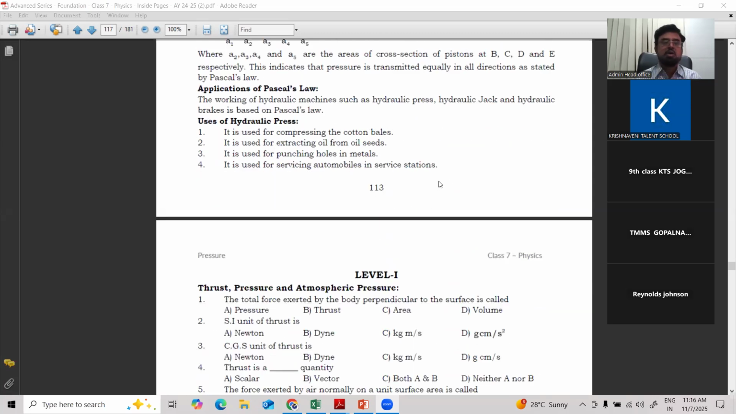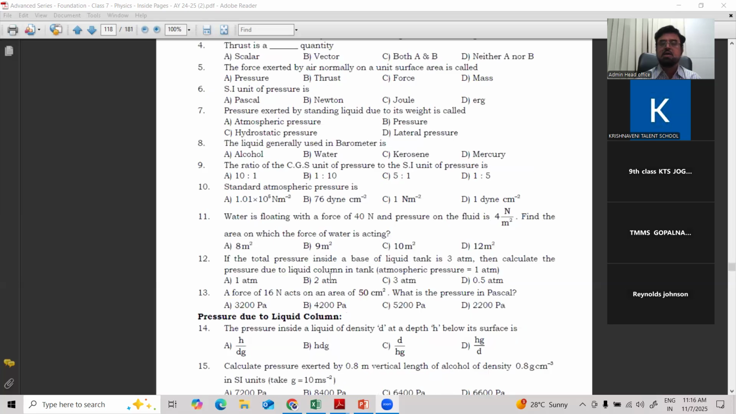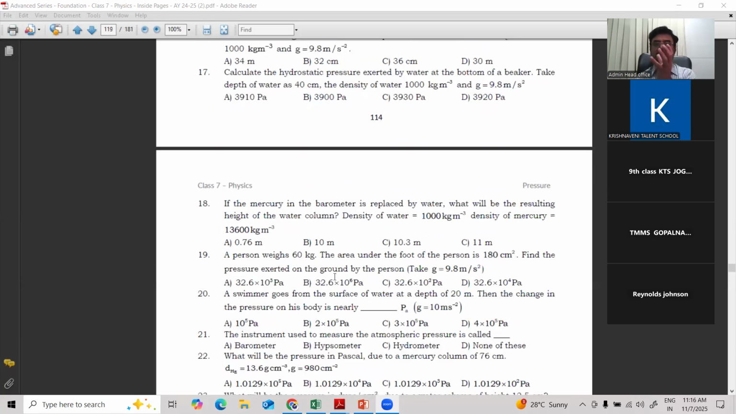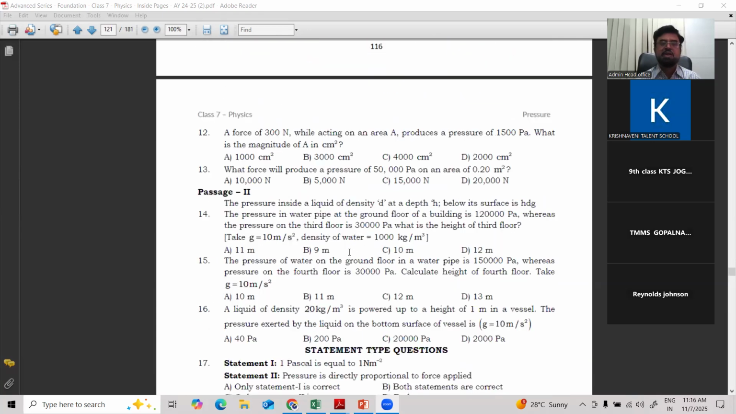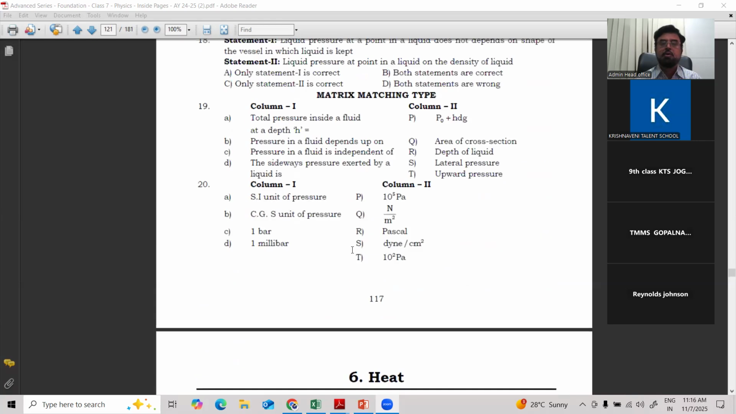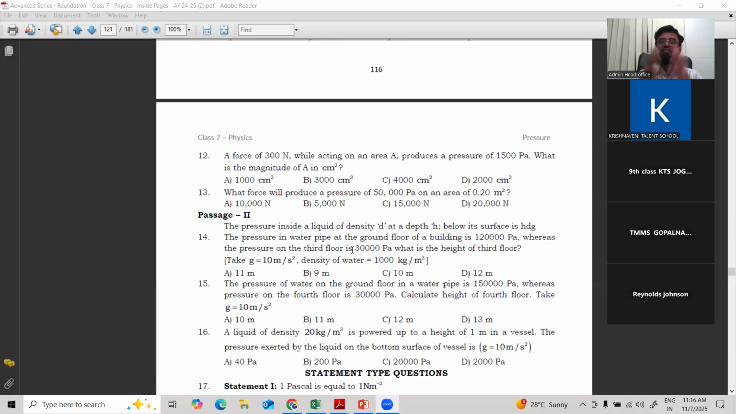Then we'll come across Pascal's law, very important, where we can find many applications, like the hydraulic machine. When oil seeds are crushed, they use the Pascal's law application only. When you take your four-wheeler for servicing, they take the four-wheeler to the pit, and that pit will raise for cleaning the car. That pit works on the principle of hydraulics only, water pressure. Because of hydraulic pressure, that happens.